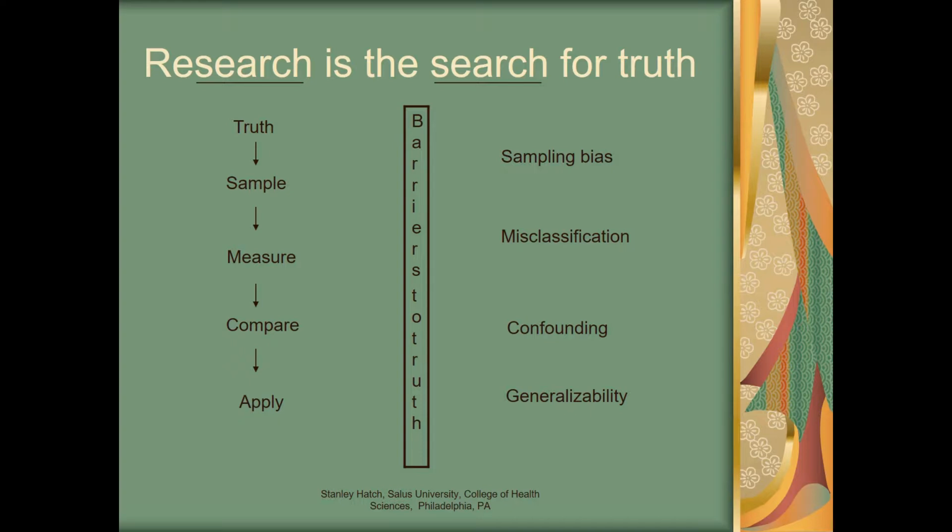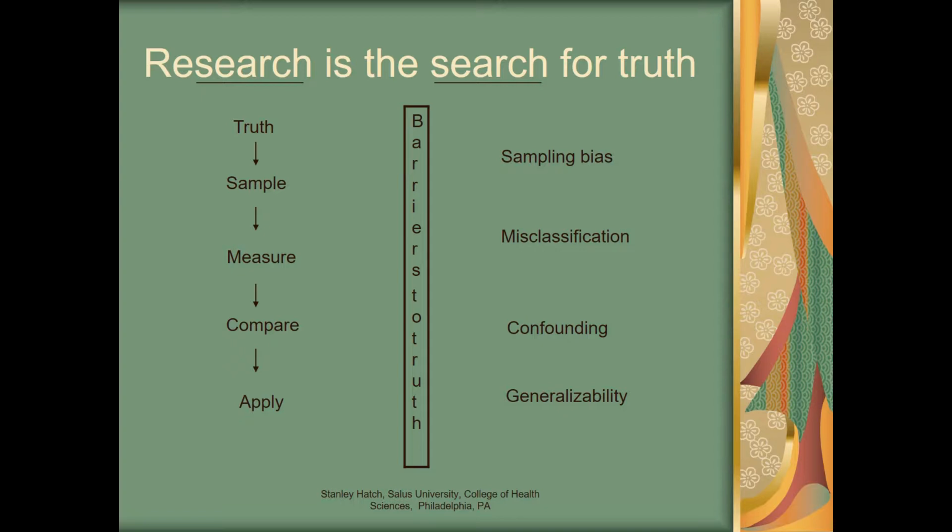Well, if we got an accurate sample and we made correct, valid measures and reliable measures, then we are going to try to make comparisons. If there are variables involved that confound each other or interact, then this will lead to another barrier to the truth. A confounding variable, which you will hear several times throughout our courses with me, is one that is an independent risk factor for the outcome and is associated with the exposure.